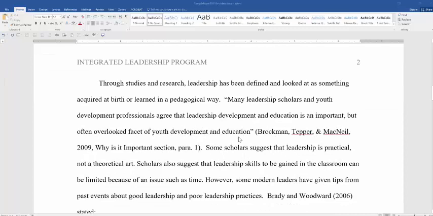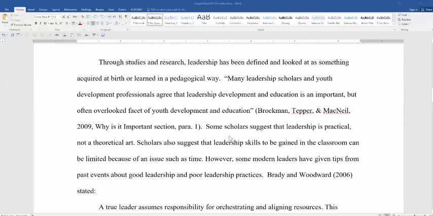Going on to the second page, we have a direct quote. When you have a direct quote that is fewer than 40 words, you include it as part of the narrative. Also, make sure you put quotation marks around it. The sentence does not end at the end of the quotation. The sentence ends after the in-text citation.